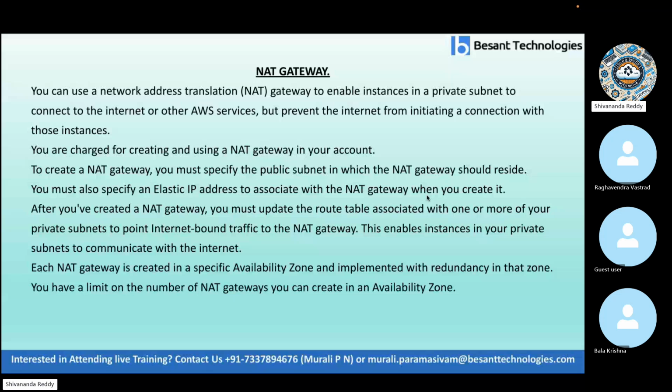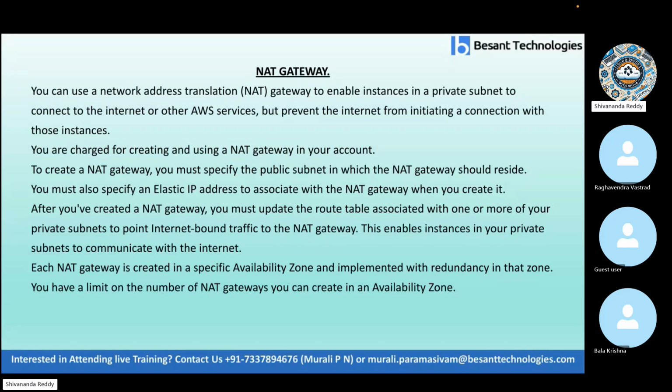Then another very important concept is the NAT gateway. What is a NAT gateway? NAT gateway is nothing but network address translation. This is a special purpose gateway in the VPC to provide connectivity to private servers. You can use a network address translation NAT gateway to enable instances in a private subnet to connect to the internet or other AWS services, but prevent the internet from initiating a connection with those instances.